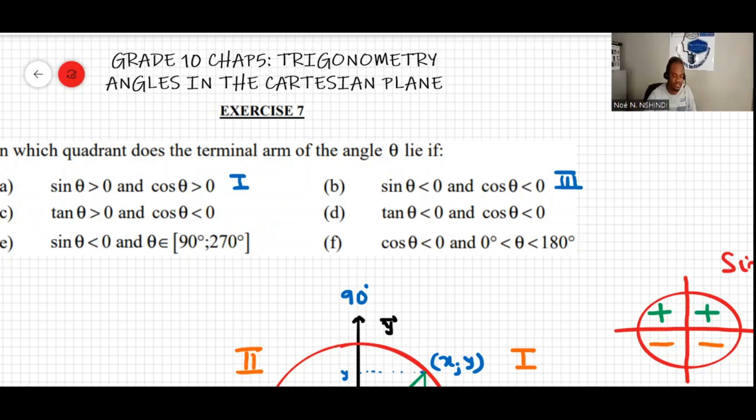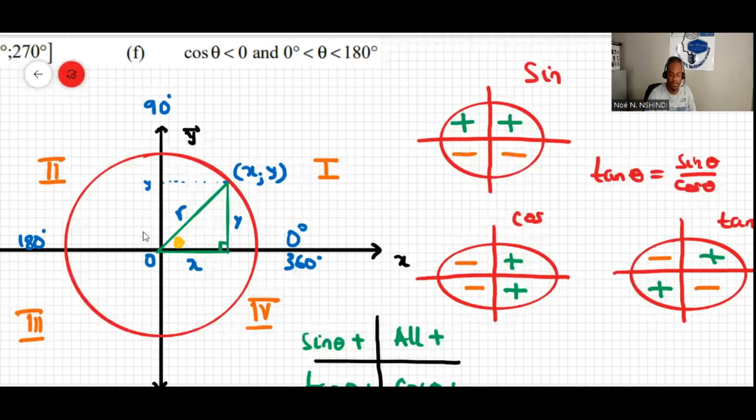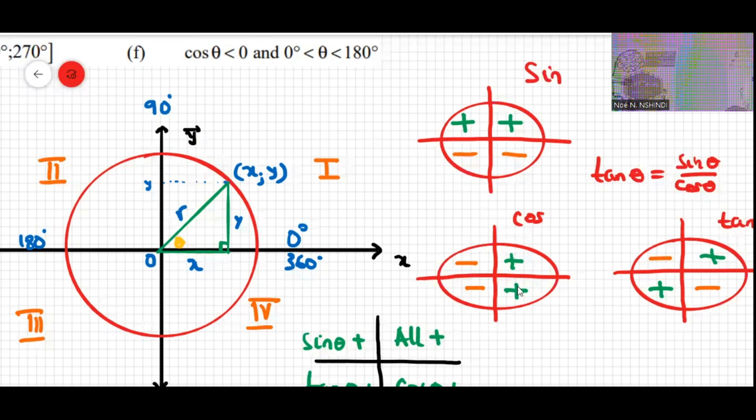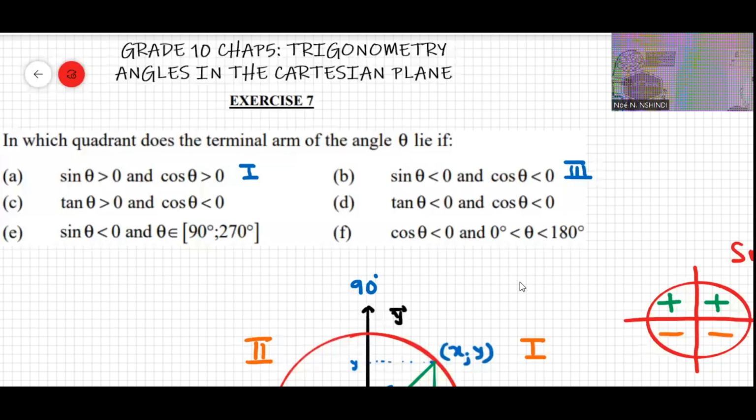Question C says that tan is greater than 0, positive, and then cos is negative. So in which quadrant is tan positive and cos negative? Now let's see. Tan is positive there, and then cos is negative there. It must be on the third quadrant, okay, because this is where tan is positive, and this is where cos is negative. So it is on the third quadrant. Positive and negative on the third quadrant. So here it must be third quadrant.